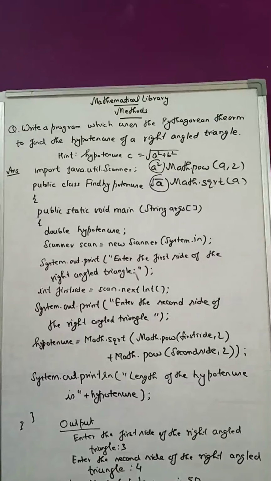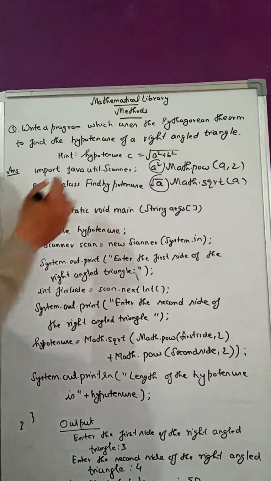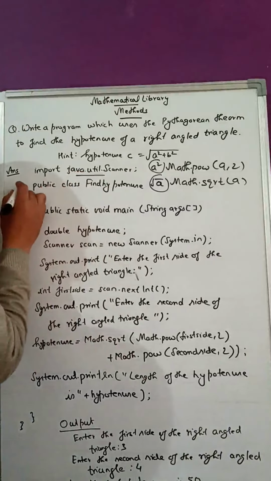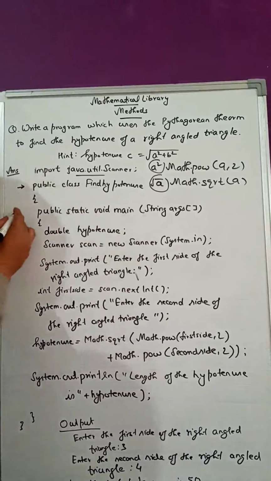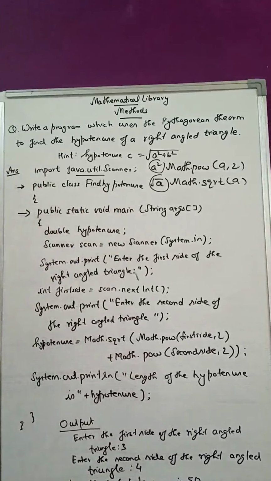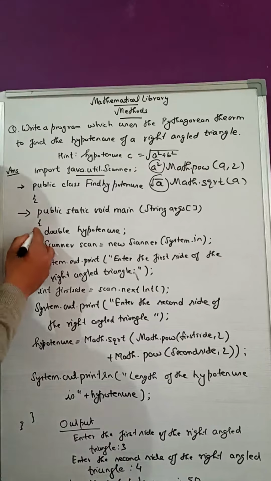Now coming over to the program. In the program, first we have imported the package. Then we have declared a class over here, public class FindHypotenuse, and then we have written the main function by writing the statement public static void main string args, right? Then what do we need to calculate? We need to calculate the hypotenuse. So first we will take a variable by the name hypotenuse.